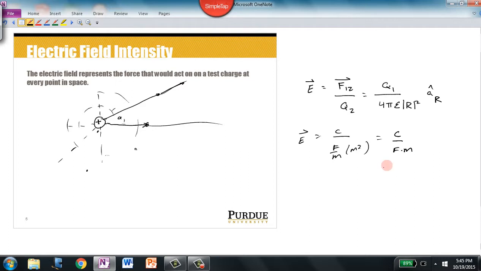And if you remember your basic definitions from fundamentals courses, 1 farad is 1 coulomb per 1 volt. And so what we've got is coulombs per coulomb volts times meters. Your coulombs cancel, volts goes to the numerator, and you end up with the fundamental units of electric field as volts per meter. So, a little derivation there based on fundamental units.